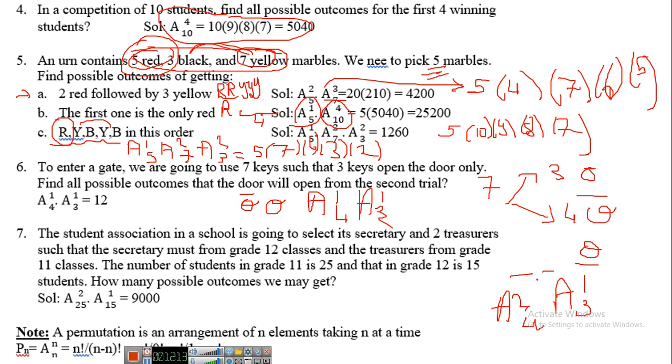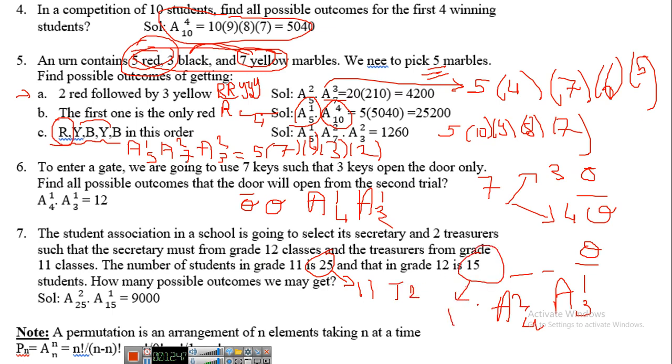The student association in a school is going to select a secretary and 2 treasurers, such that the secretary must be from grade 12 and the treasurers from grade 11. The number of students in grade 11 is 25. Here we're going to pick from grade 11 the treasurers, 2 treasurers, and we have 12 in grade 12.